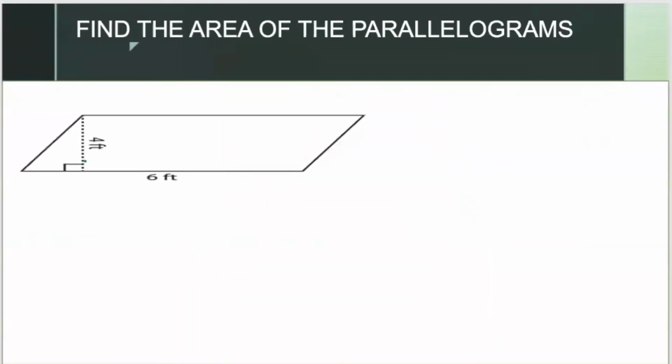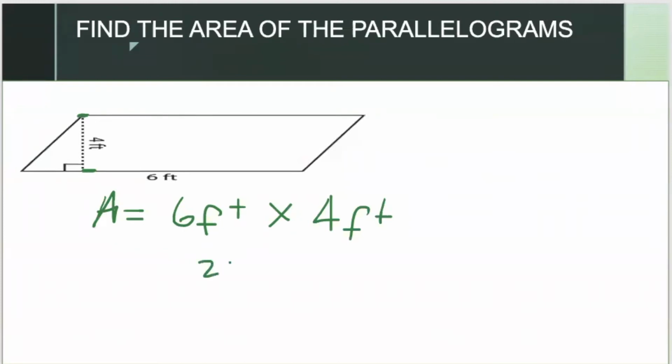For example, find the area of this parallelogram. Area is equal to the base times the height. From here to here is the base. The base is 6 feet. And the height, from the base to the top of the figure, is the height. So the height is 4 feet. So multiplying 6 times 4, 24. So this is 24 feet square.